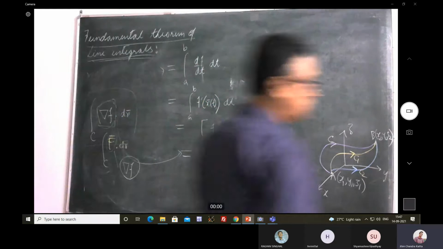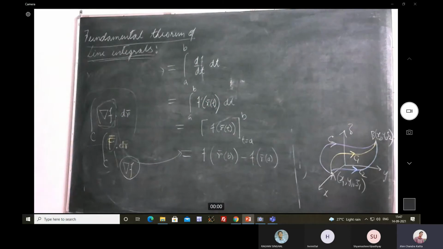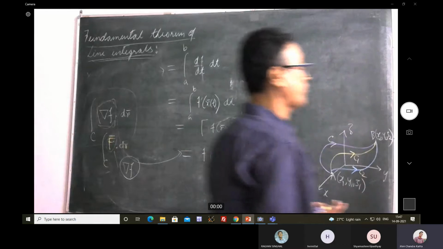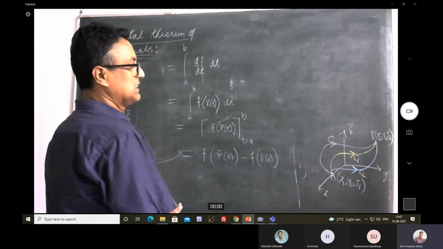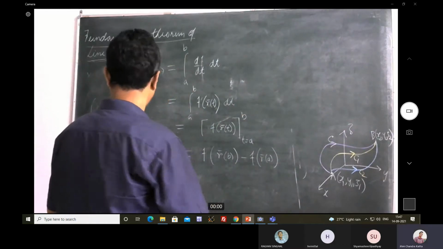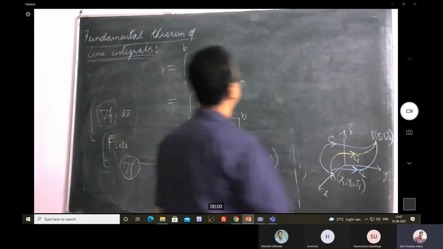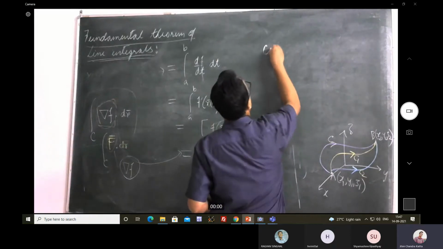Should I repeat the concept of independence of paths right now? Maybe before that, let me define the conservative vector field.